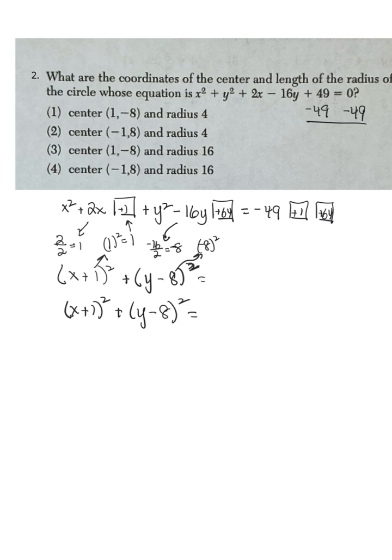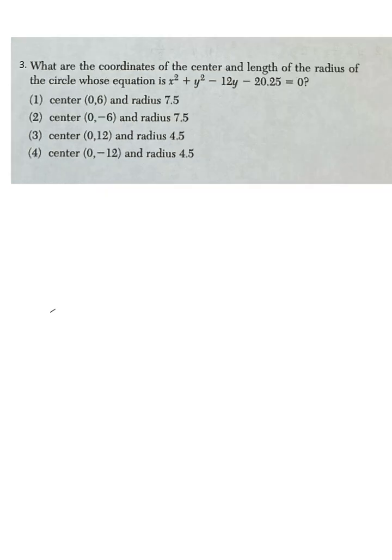And then all you have to do is add the negative 49, the 1, and the 64 together, which will be 16. And now we can answer that question. So the center should be negative 1 comma 8. Remember, we change the signs, and the radius is always the square root of that number. So the square root of 16, which is 4. Okay, and then that would give us choice 2.